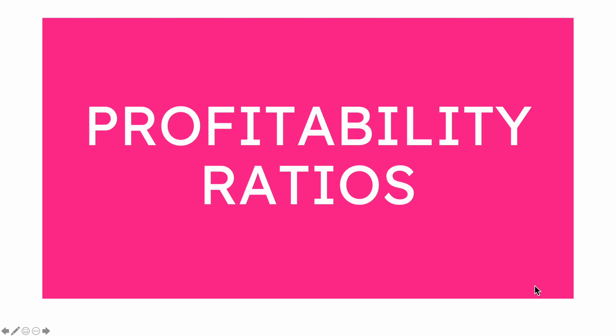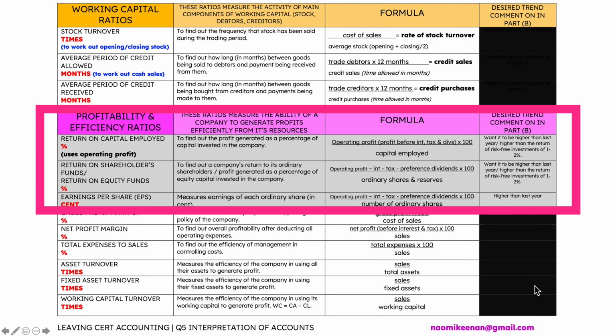So we're going to take a look at profitability ratios that you're going to see in the exam now. So you're going to be talking in part B anyway about these three, which are return on capital employed, which uses the operating profit figure, and this finds out the profit generated as a percentage of capital invested in the company. So how much profit is the company making based on the money that is invested?